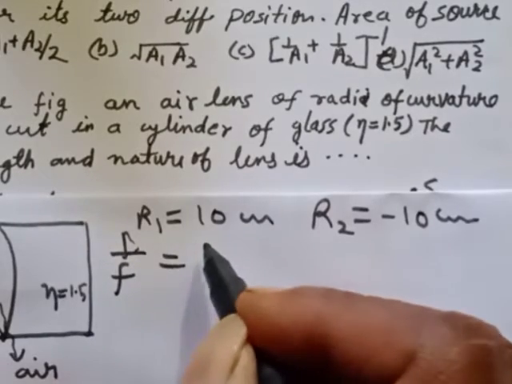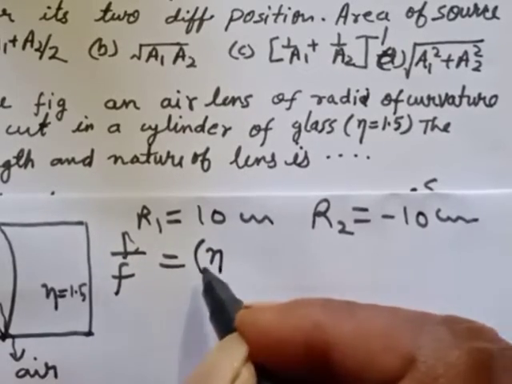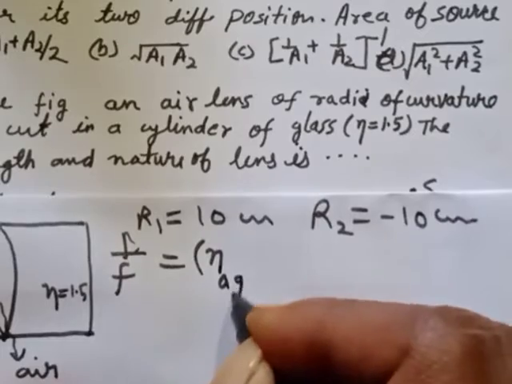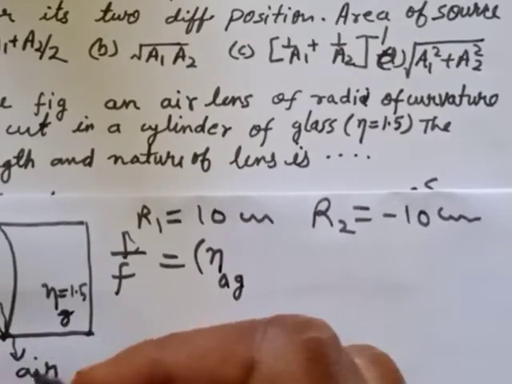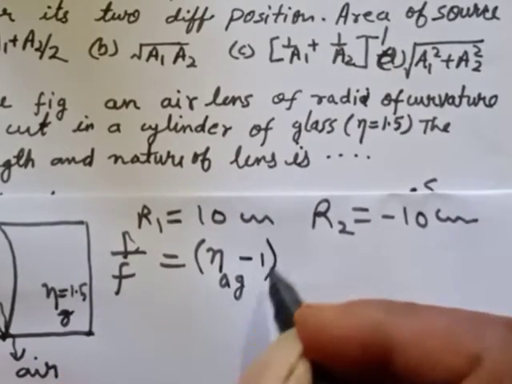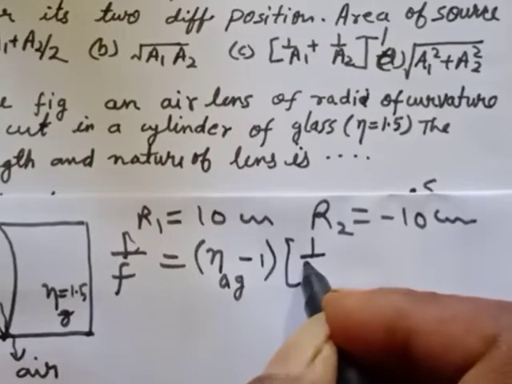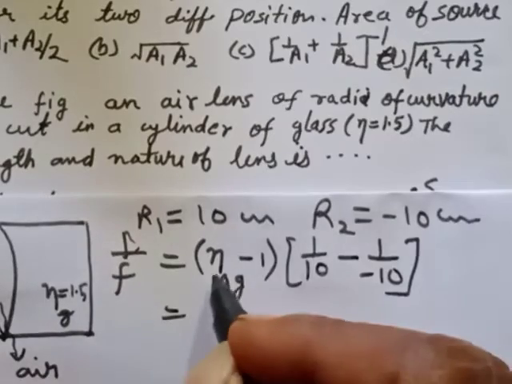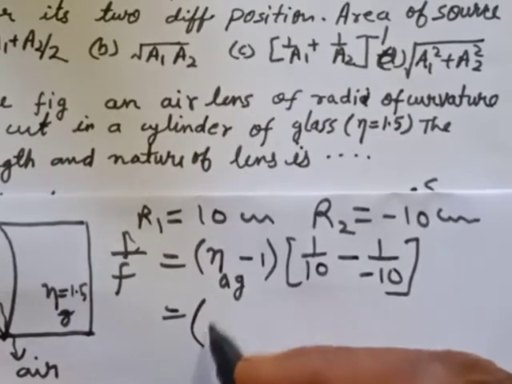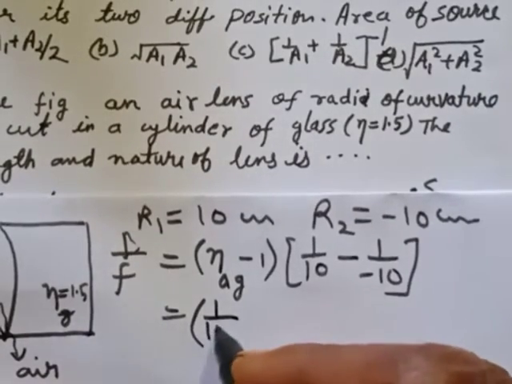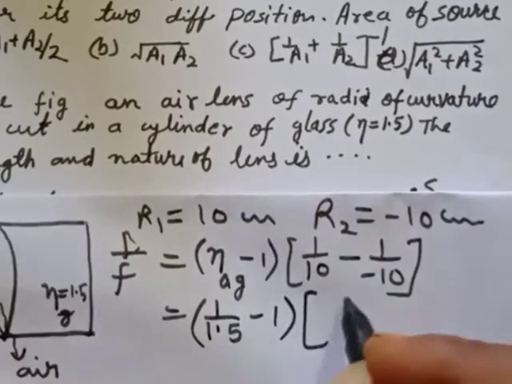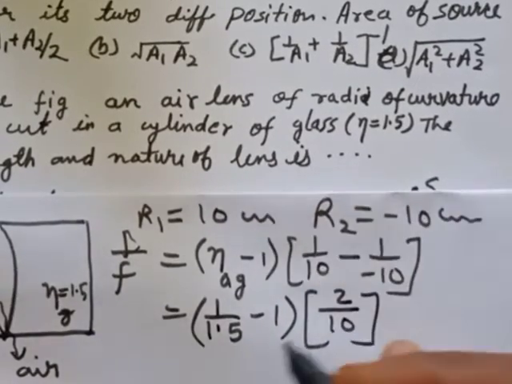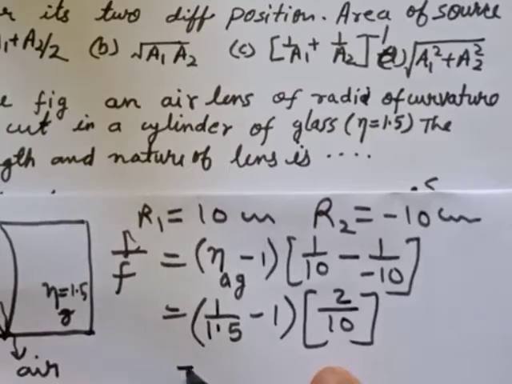1 upon f equal to eta of air with respect to glass, no problem with that. This is glass, this is air. Minus 1, 1 upon R1, which is 10, minus 1 upon minus 10. And this one is air upon glass. So refractive index of air is 1, refractive index of glass is 1.5, minus 1. This is 2 by 10 then. And I think now you people can solve it.